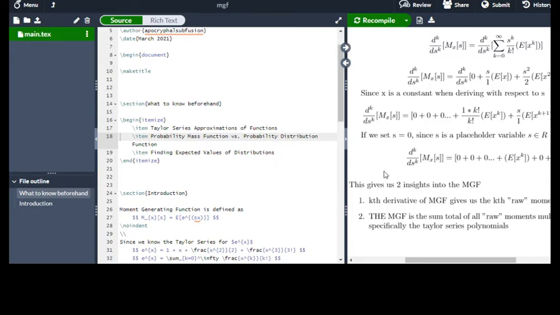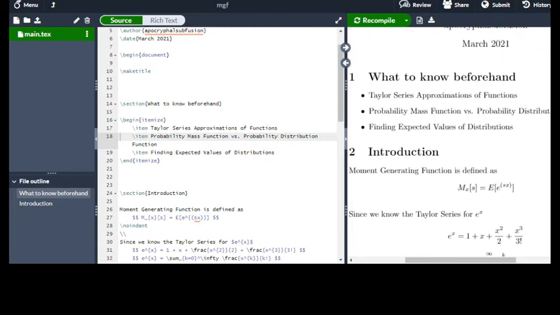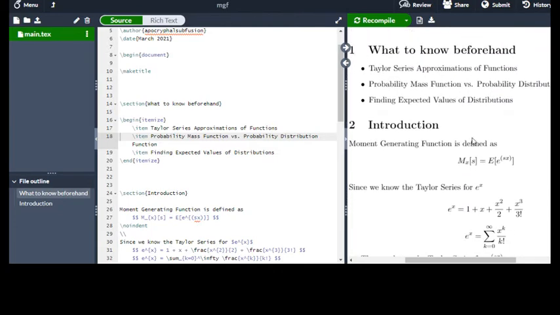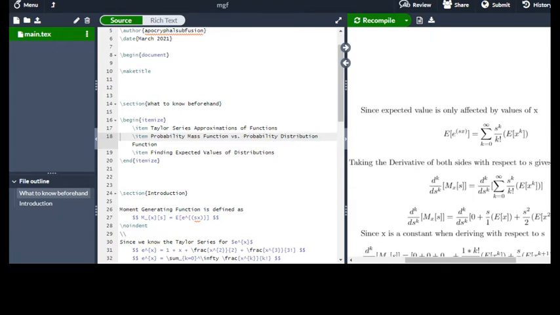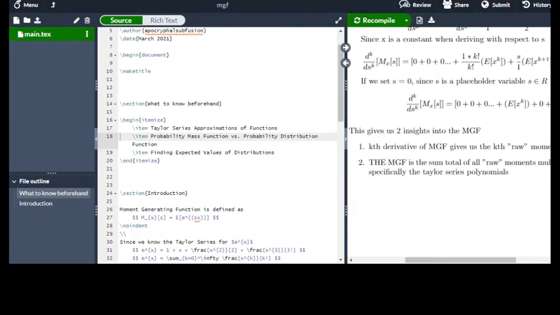And just to reiterate, there was one thing that I have to point out. A moment is just defined as the expected value of x to the k power. It's just the expected value of x to the k power. And so at the very end, all we're left with is the kth derivative of the moment generating function is equal to the kth moment.